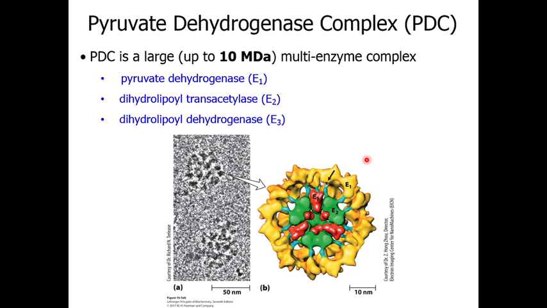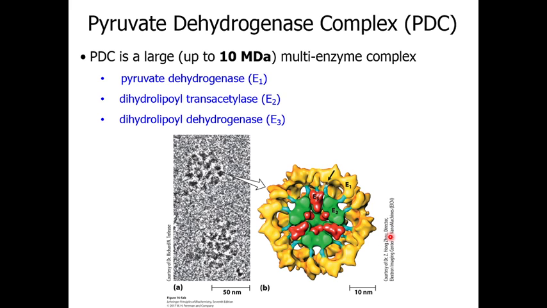Now there are 3 enzymes that are involved in this complex: pyruvate dehydrogenase, dihydrolipoyl transacetylase, and dihydrolipoyl dehydrogenase, given by E1, E2, and E3. And if you look at the structure that is shown here, you can see these individual enzymes, E1, E2, and E3. Now this is a 3-dimensional image of the PDC showing the subunit structures.